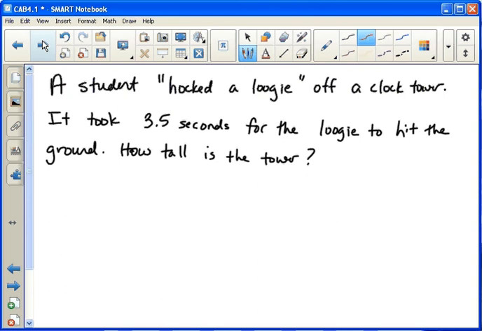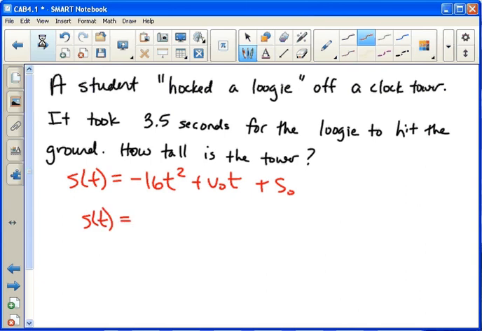So let's start by making a position function. We know the general position function looks like this. Just for simplicity, we're going to say that this loogie is dropped from the person's mouth. And when things are dropped, their initial velocity is 0. It's not being thrown up, it's not being thrown down with any extra force. If anything is being dropped, it has an initial velocity of 0.